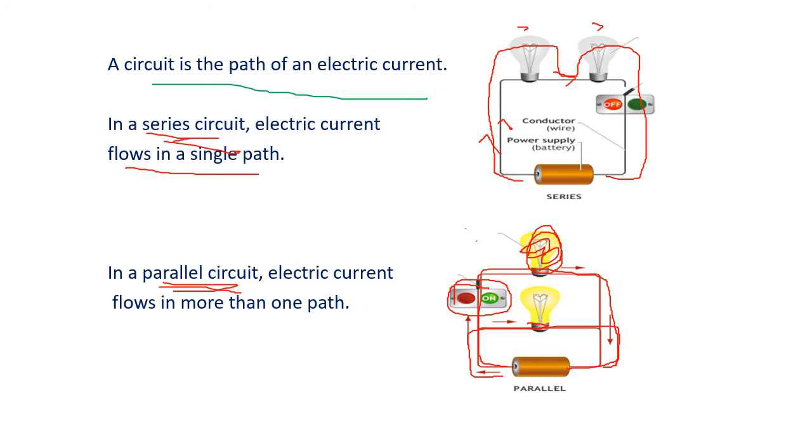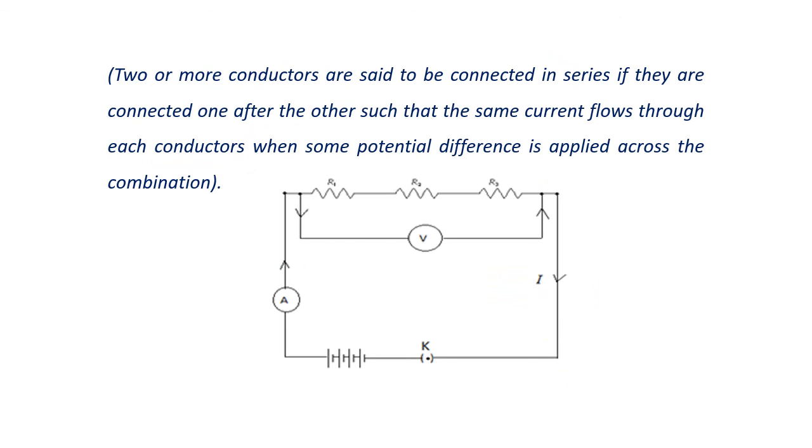What is a series circuit? In a series circuit, there is only one path for the current to flow. So if one bulb fuses off, the circuit will break. While in a parallel circuit, there is more than one path for the current to flow. This is one path and this is the second path. So even if one bulb fuses off, the other will still work. So why are we doing series and parallel circuits? That will be the next topic for the day.